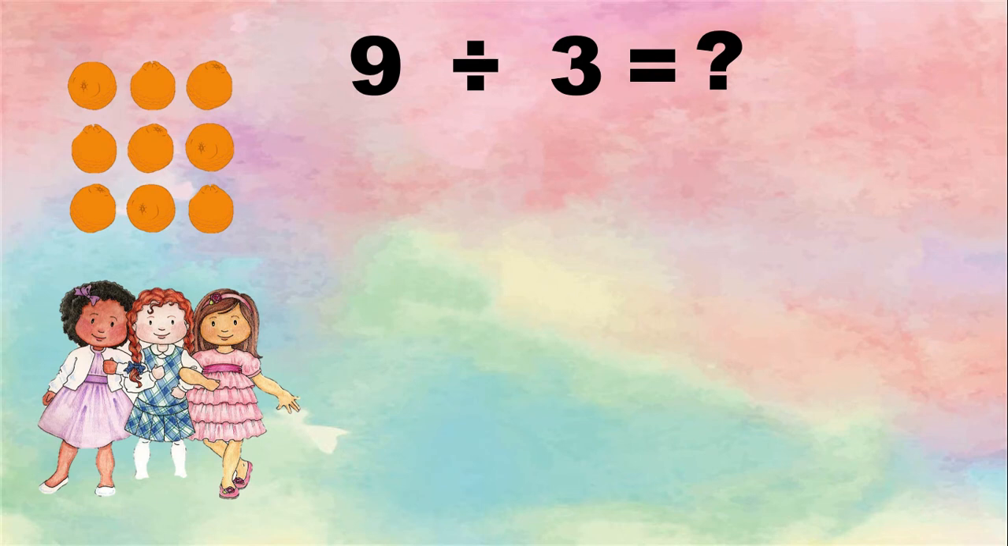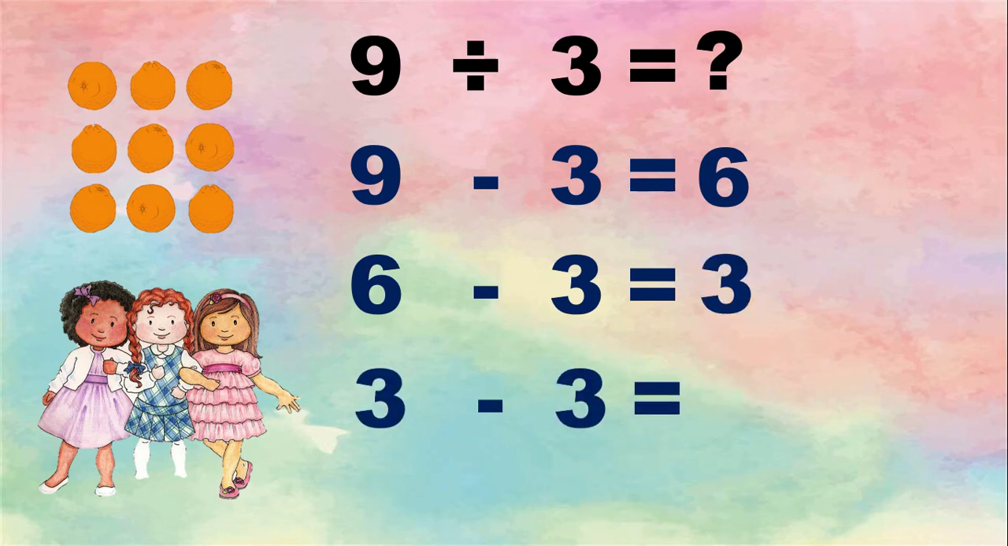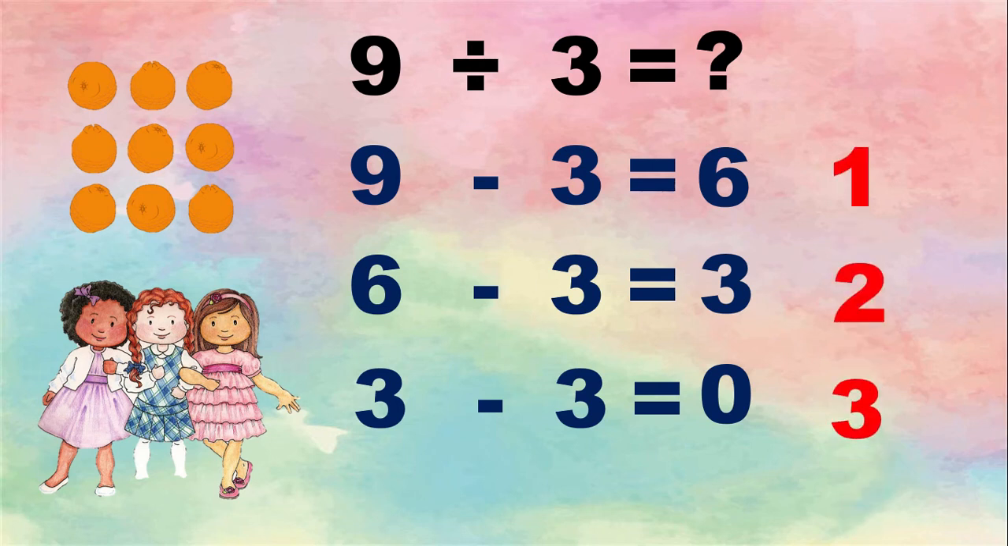Again, now we are going to use repeated subtraction. So 9 minus 3 is equal to 6, and 6 minus 3 is equal to 3, and 3 minus 3 is equal to 0. Again, you have to subtract them all until you get the number 0. So we subtracted 3 times, and the answer is 3.